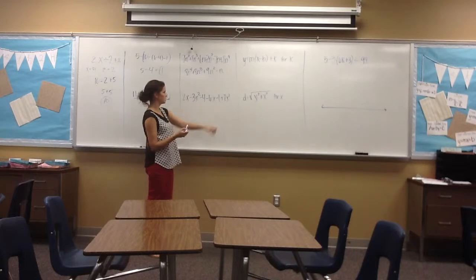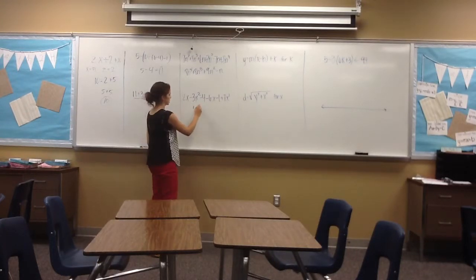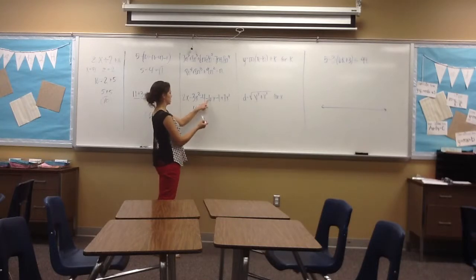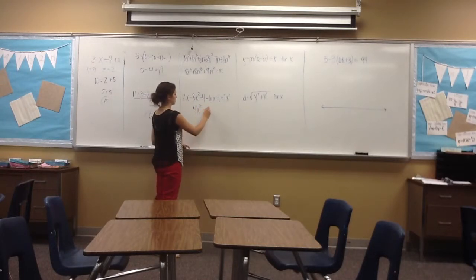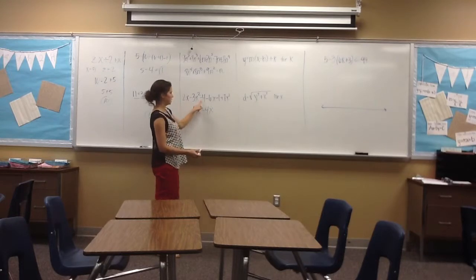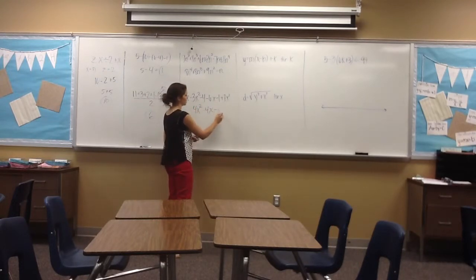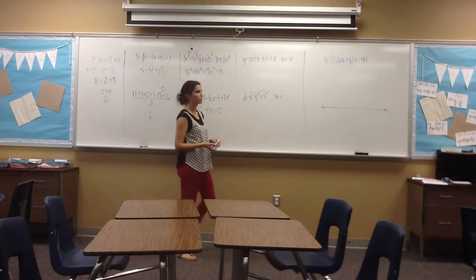For this one, the highest power is negative 3x squared plus 7x squared, so that's going to give us 4x squared. This 2 and negative 6, that's going to give us negative 4x. Negative 4 and negative 1 is going to give us negative 5, so that's going to be simplified.